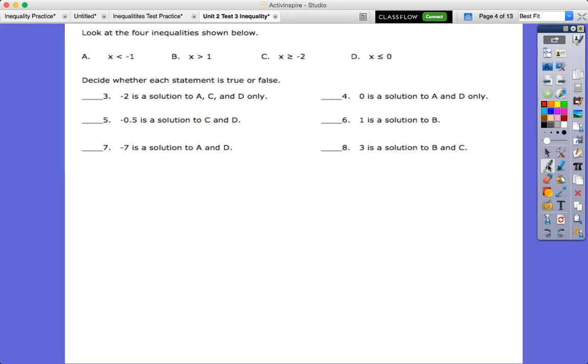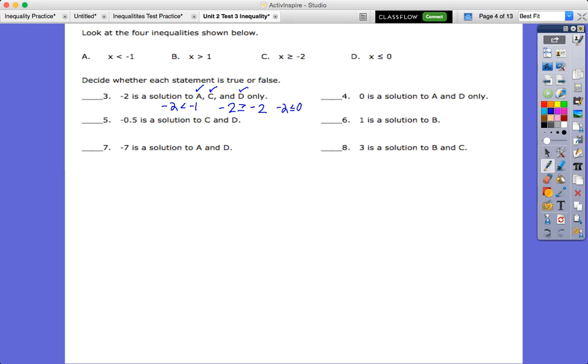Look at the inequalities shown below. Decide whether each statement is true or false. So this one says negative 2 is a solution to A, C, and D only. So let's look at A. Is negative 2 less than negative 1? And that is true. Let's look at C. Is negative 2 greater than or equal to negative 2? It is equal to. And let's look at D. Is negative 2 less than or equal to 0? And that is true also.